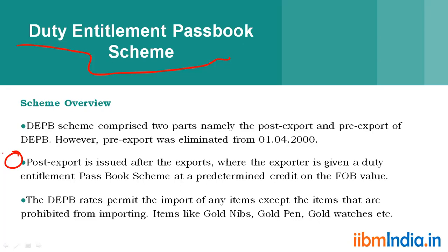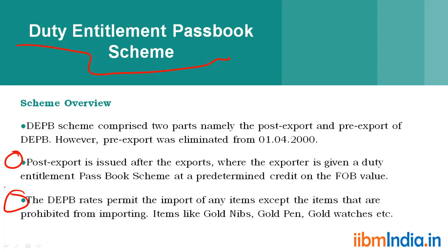Post-export is issued after the export, where the exporter is given a duty entitlement passbook at a predetermined credit on the FOB value. Once the export is done, only then can the exporter be given this credit. The DEPB rates permit the import of any items except the items that are prohibited from importing, like gold nibs, gold pans, gold watches, etc.